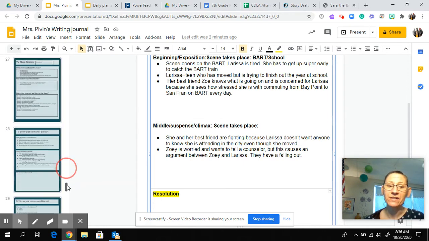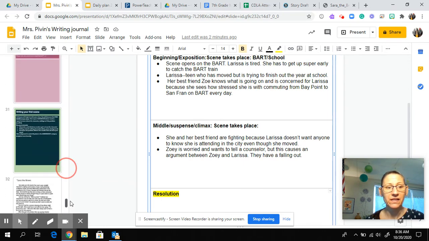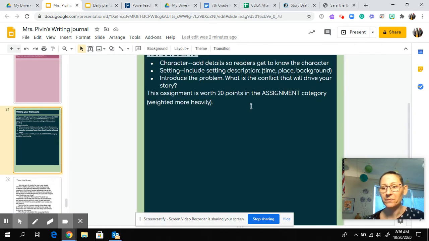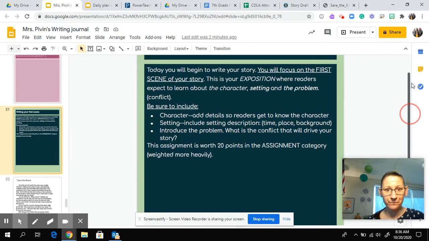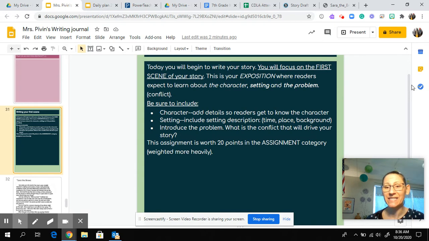The next step is actually to begin to write the exposition. So here's what we're going to do. You're going to focus first on the first scene of your story. This is your exposition, where the readers expect to learn about the character, the setting, and the initial problem. You're not going to go into too much detail. You're not going to write the whole story at this point. You're just writing that first scene. Think about breaking your story up into 3 scenes or 3 parts. Today, we're just writing the first part.